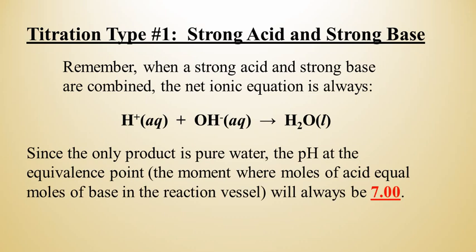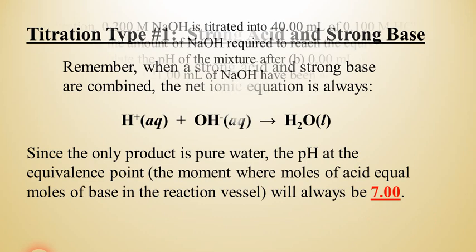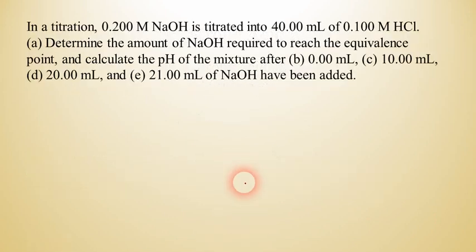Now the nice thing about this titration is, since your only product is pure water, as long as you're at 25 degrees Celsius, the pH at the equivalence point, which is that exact moment in the titration where the moles of acid equal the moles of base, will always be 7.00. That's a neutral pH. So if you ever have a strong acid, strong base titration, at the equivalence point, the pH is always 7. So that's kind of a nice thing to remember. So let's try a problem with a strong acid, strong base.